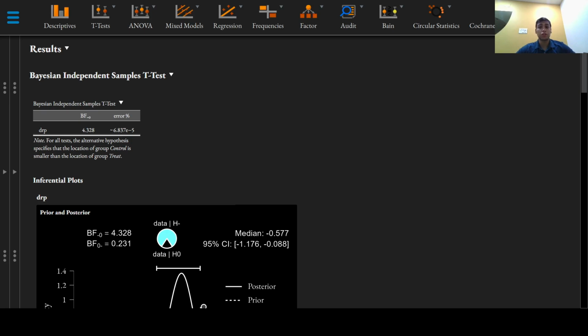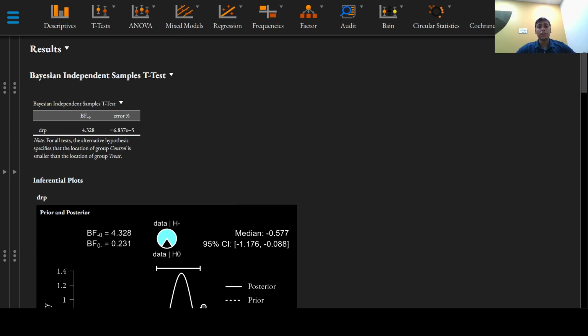Similarly, a BF10 of 1/3 to 1 is not worth more than a bare mention. From 1/10 to 1/3 is substantial evidence for the null hypothesis. 1/30th to 1/10th is strong evidence for the null hypothesis, and 1/100th to 1/30th is very strong evidence for the null hypothesis, and less than 1/100th is decisive evidence in favor of the null hypothesis.